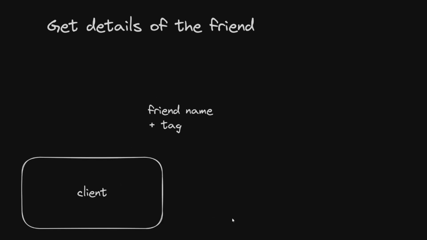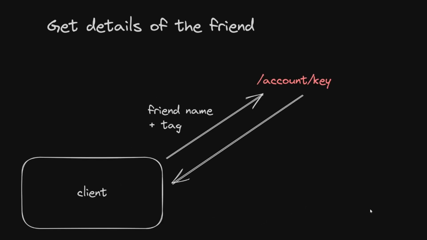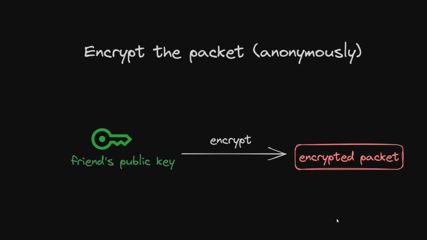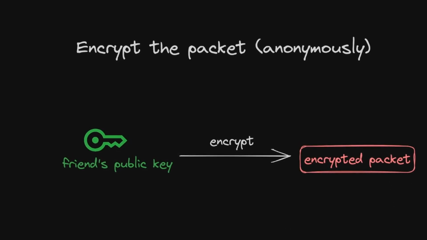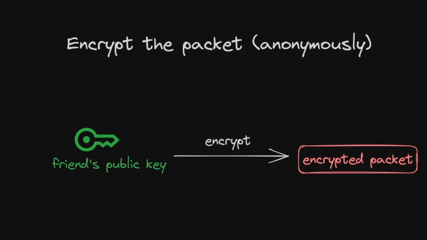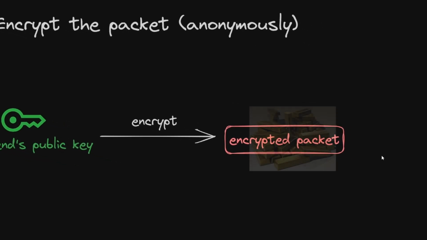Now that we've got a way to authorize ourselves, we can send a request asking for the friend's public key. The server will of course return that to us, and now we can encrypt our request packet that we're going to send to the friend with this public key. And because we are using public key encryption here, the server won't be able to decrypt the packet. So we could store all kinds of treasures in there.